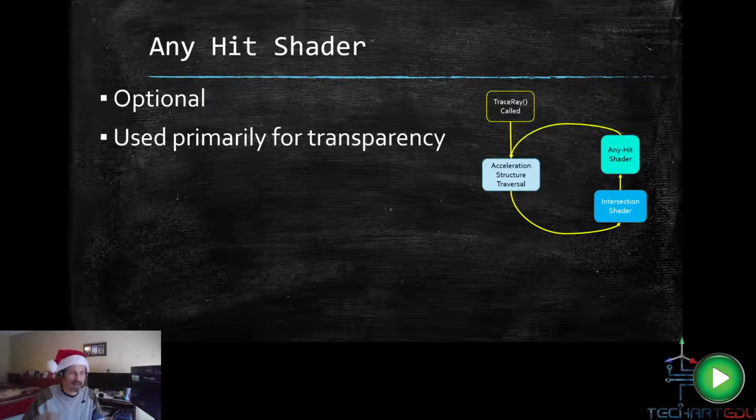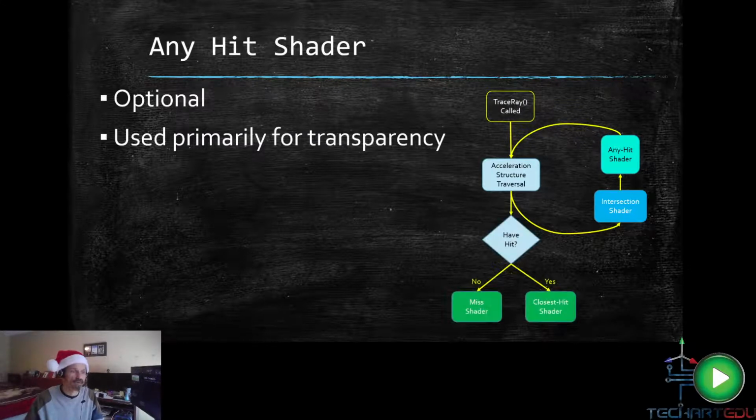And then finally, it just keeps going through that loop over and over again until it finally goes through and asks, does it have an actual successful hit? And if it does, then it goes into the closest hit shader. And if it doesn't, then it goes into the miss shader.